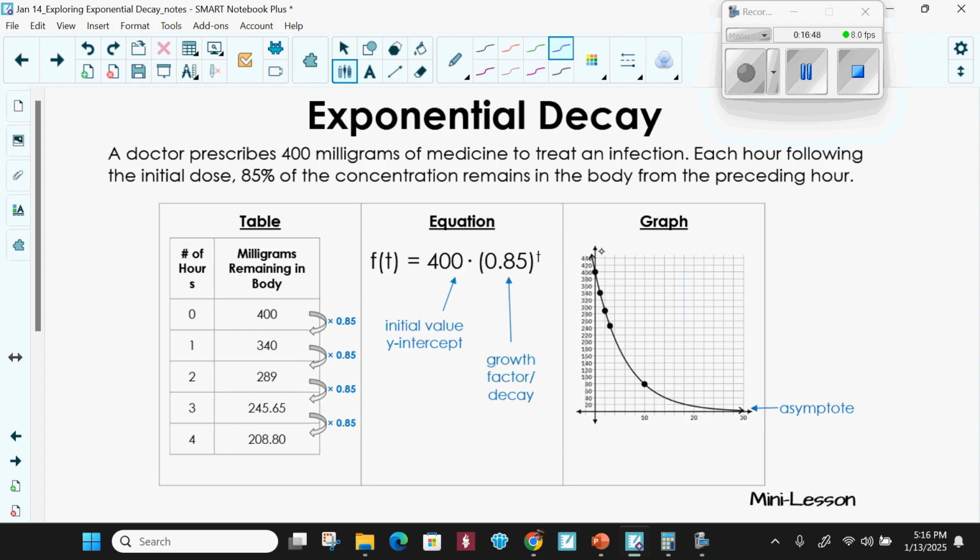Okay, so that's what we have here. We're looking at the graph, and notice that this gets really close to the x-axis, which is where y equals 0, but that's our asymptote. That's that thing we were talking about before, the asymptote. The asymptote here, y equals 0, is something it's never going to actually reach.